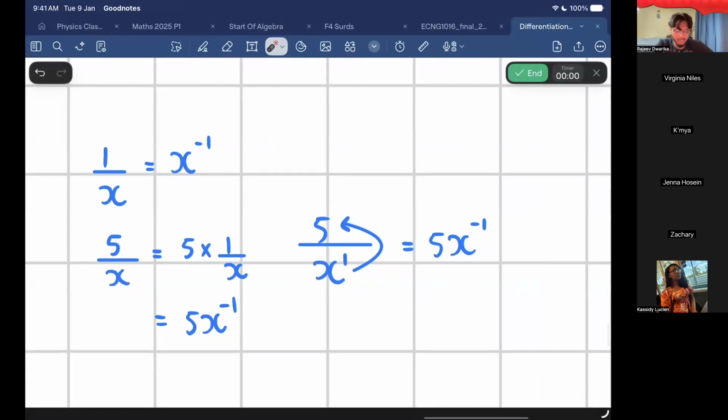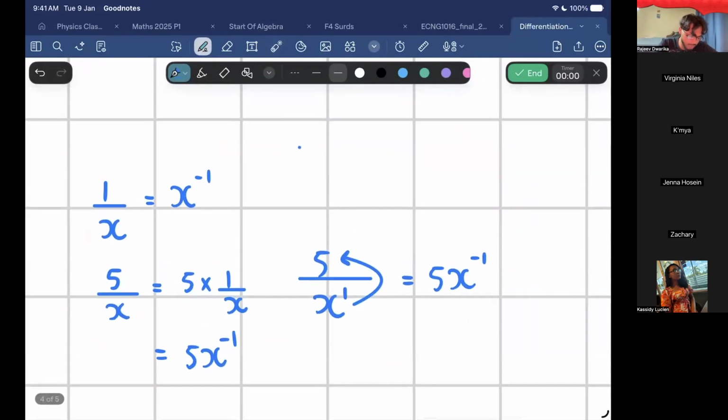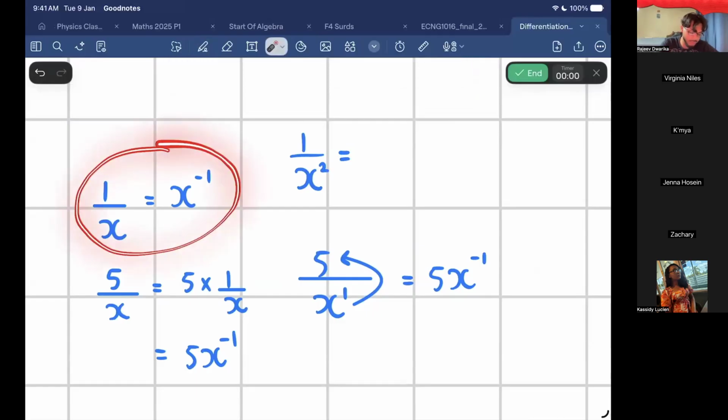But anyways, Jenna, you feel like you fully understand this? Yes, sir. All right. So what if you had 1 over x squared now? What do you think that would be? Look at this, right? So 1 over x to the power 1 was x to the power negative 1. What do you think 1 over x squared is equal to? X to the power negative 2.